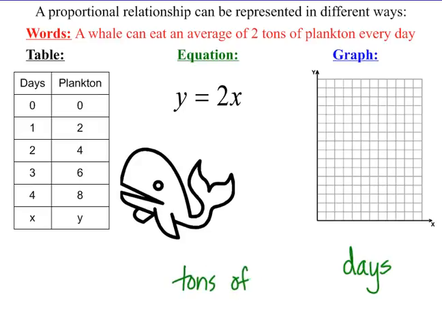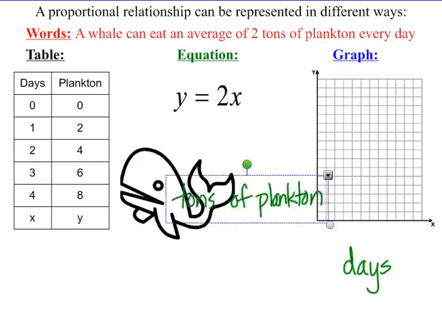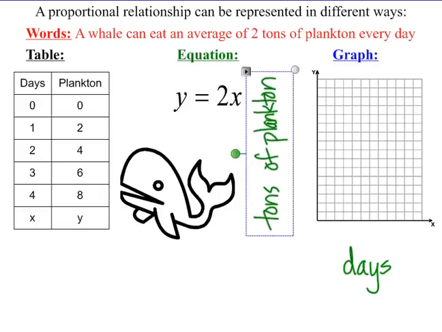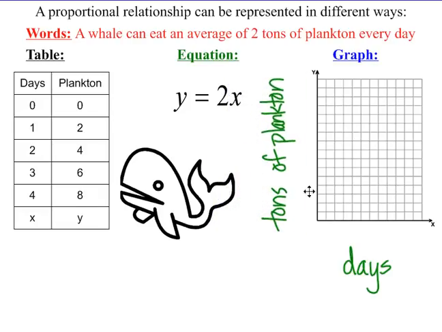So I'm going to write it down here and move it, tons of plankton, and then I'm going to take it and move it up here. Now you'll notice that I've kept it kind of far away from the axes so that I can add a few things in there. What I want to add is the numbers. That's my next step. Because sometimes, in this case, it's great. Everything goes by one, so we can use one on every box.